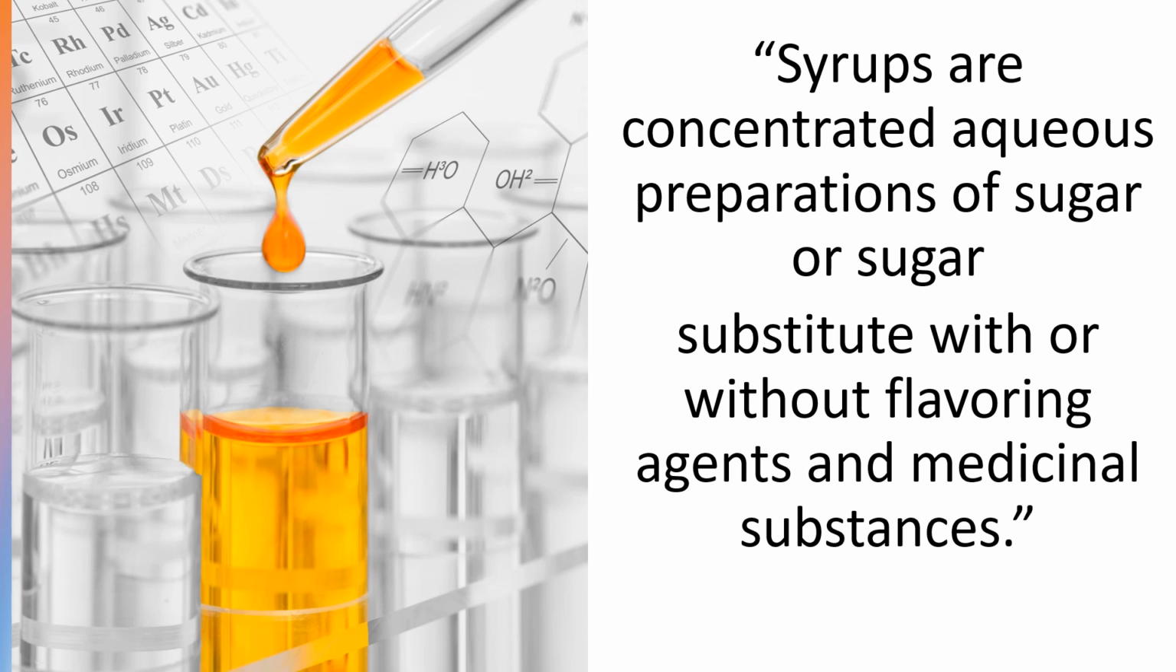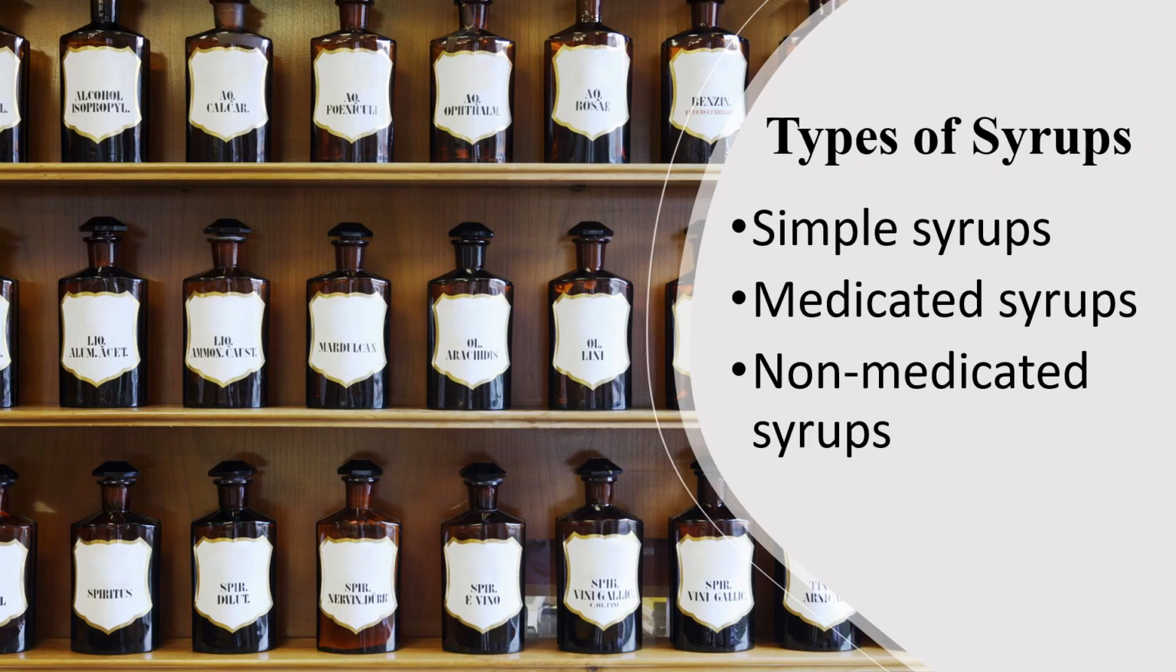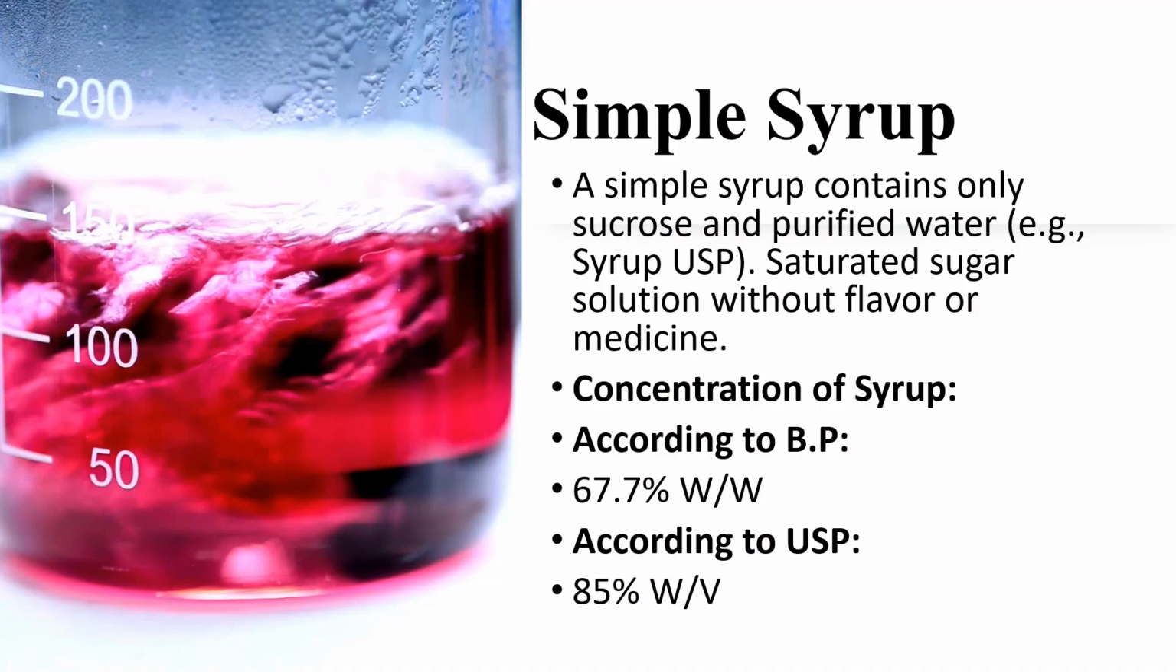So what are syrups? Syrups are basically concentrated aqueous preparations of sugar or sugar substitute with or without flavoring agents and medicinal substances. Types of syrups include simple syrups, medicated syrups, and non-medicated syrups. Simple syrups basically contain only sucrose and purified water. So simple syrups are basically saturated sugar solutions without flavors or any medical substances.